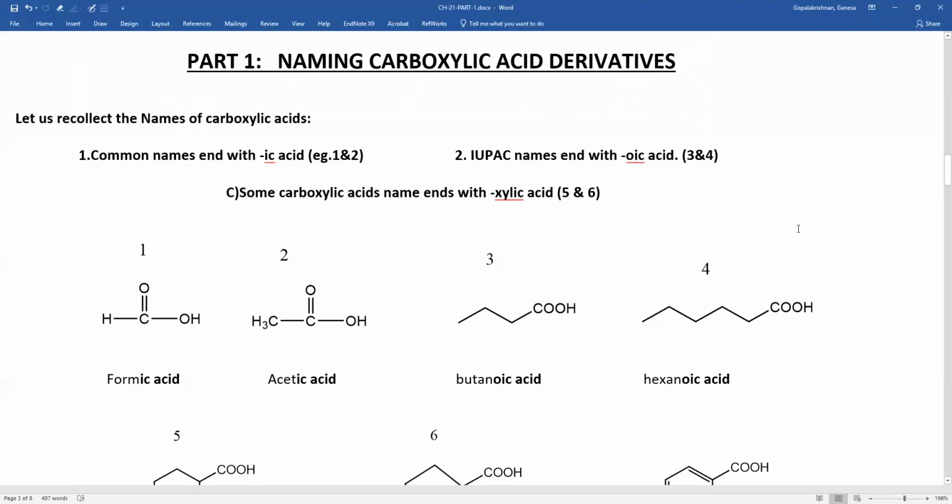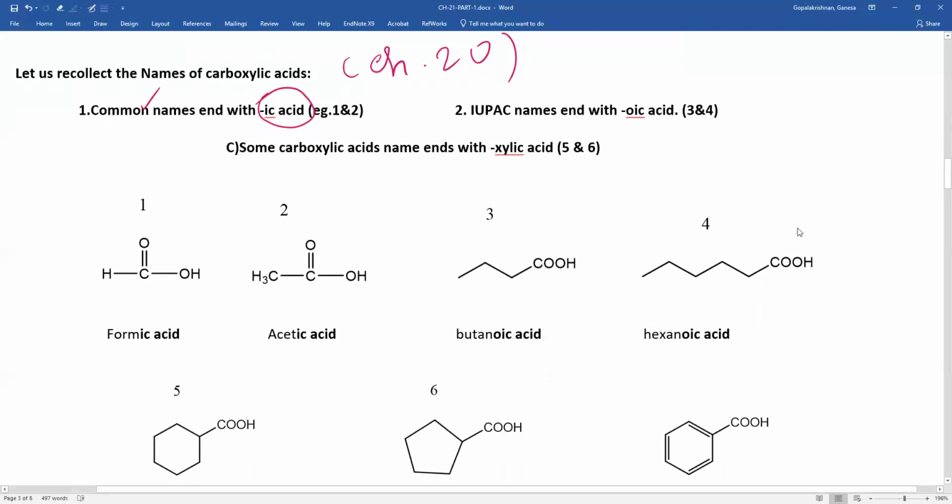Look at it here. This part is not in the notes. This we had in chapter 20. I just collected them here. Some carboxylic acids, we still use the common name. They all end with IC acid. We need not know the common names of all carboxylic acids. At least know the first two. This one is formic acid. This is acetic acid. You see the ending is IC acid.